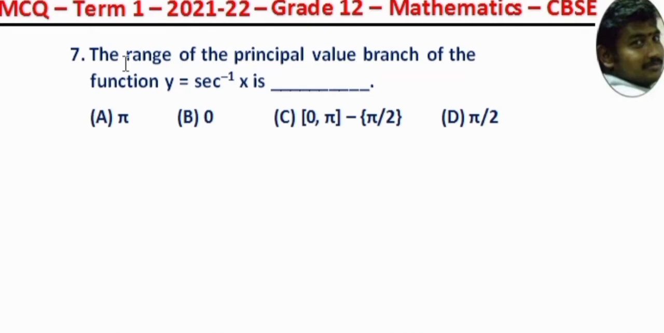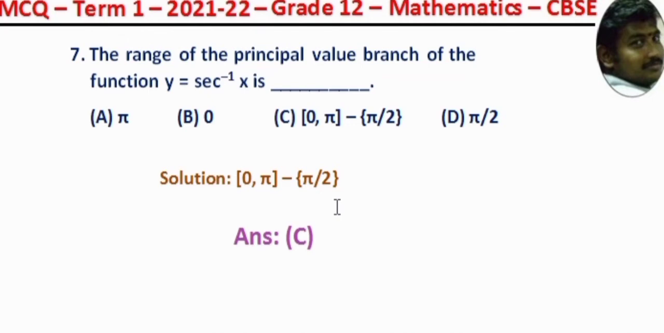There is an interval here. The first option is the interval with pi, the second option is 0, the third option is 0 to pi excluding pi by 2, and the fourth option is pi by 2. Already we know cos inverse x is 0 to pi. Secant is 1 by cos, and at pi by 2 the cos is 0, so that should not be included, because secant is 1 by cos. That's why option C is the correct answer: 0 to pi interval excluding pi by 2.